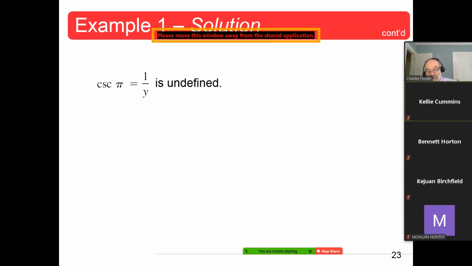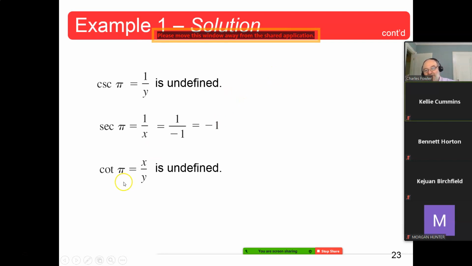Okay. However, you can do the secant, 1 over x, because x was a minus 1. This is 1 over a minus 1, which is minus 1. Your cotangent, again, is undefined because that y, which is a 0, is in your denominator. You can never divide by 0, so therefore it's undefined. So that's the last one we did Tuesday.